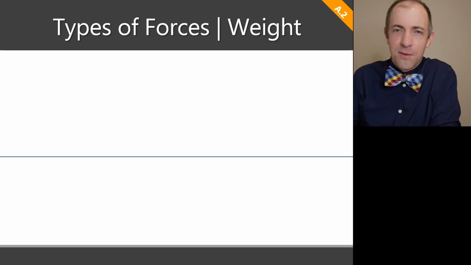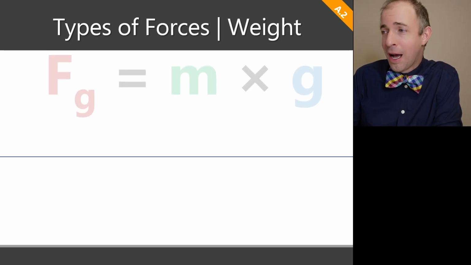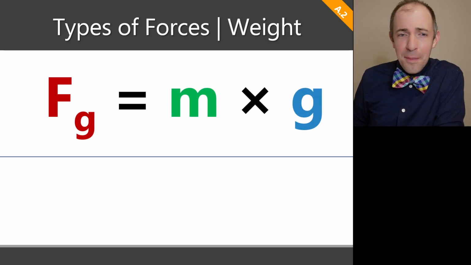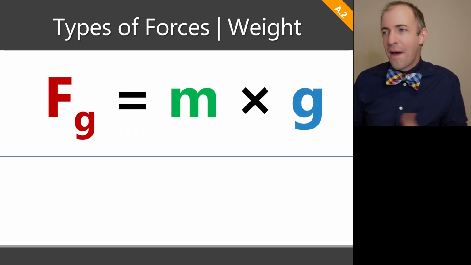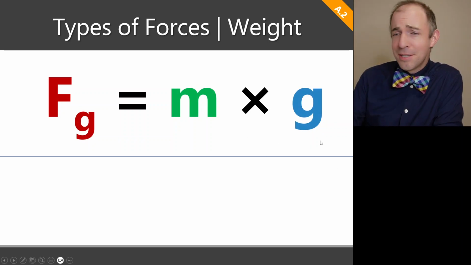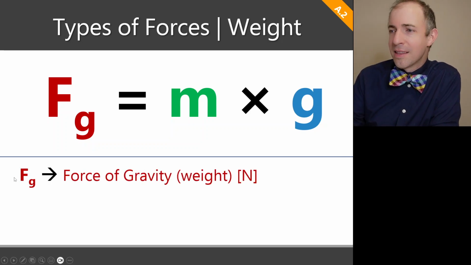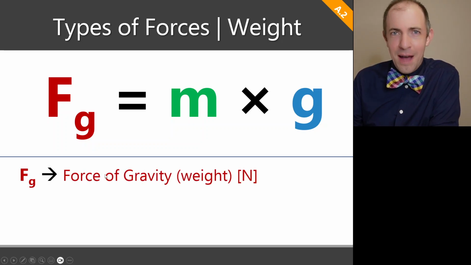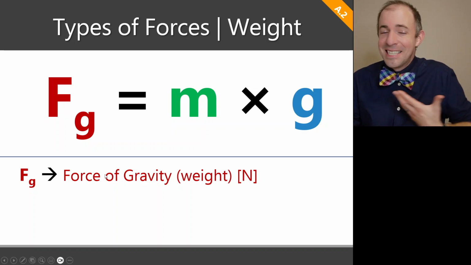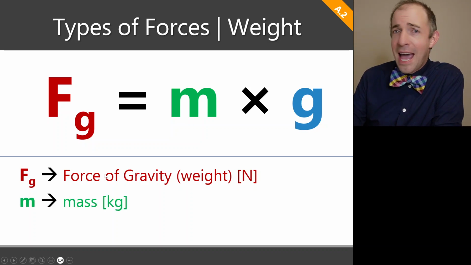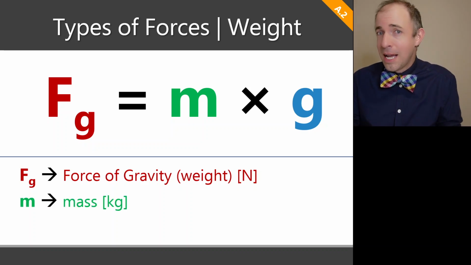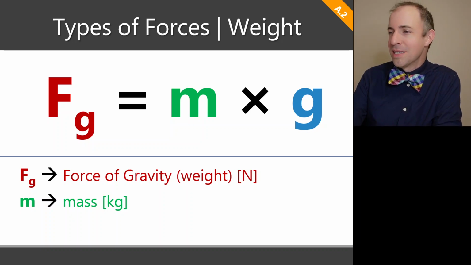Anytime you have something that has mass that is in a gravitational field like the Earth's, there is going to be a force of gravity pulling it to the center of that other object. We are going to describe weight as Fg, the force of gravity, and it's mass times the gravitational field strength. Fg is measured in newtons because it is a force. M is the mass measured in kilograms, not grams. You must convert it into kilograms to use this equation.